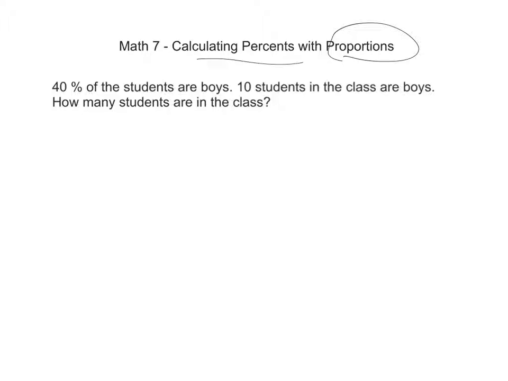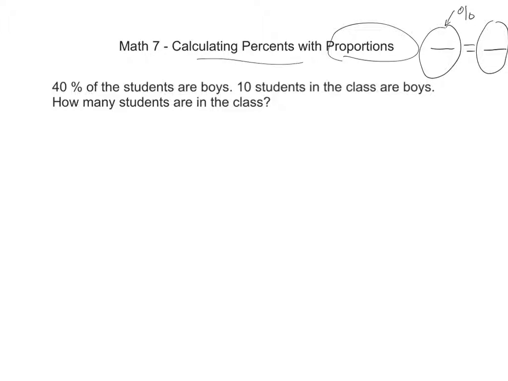Today we're going to calculate percent problems, but we're going to use a method called proportions. Just a reminder, a proportion is basically two ratios or two fractions separated by an equal sign. We're going to have one on this side and one on this side. Typically, one of our fractions is going to simply be the numbers we learned from the percent. So let's give this a try and see if we can make sense of this.